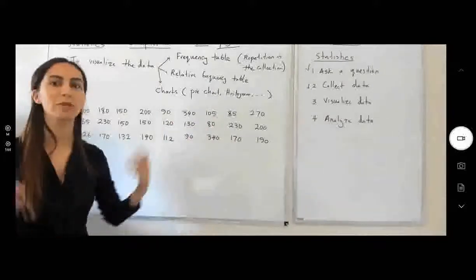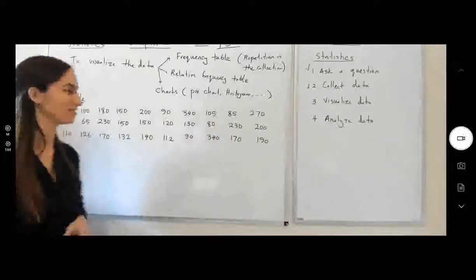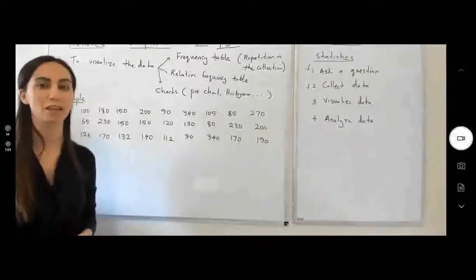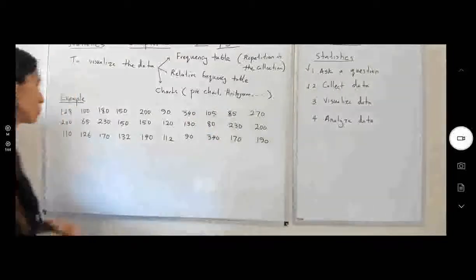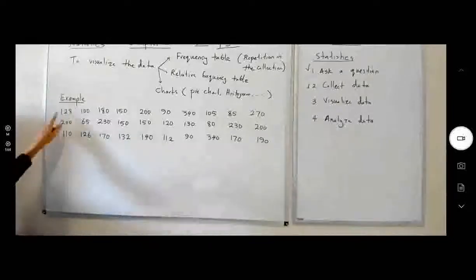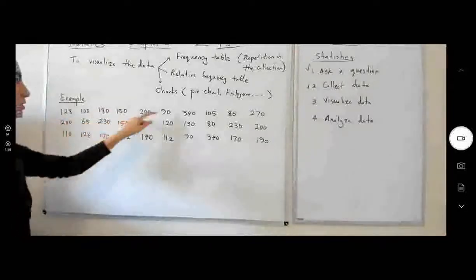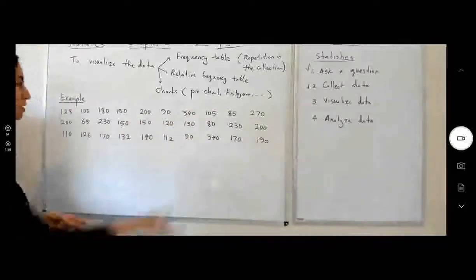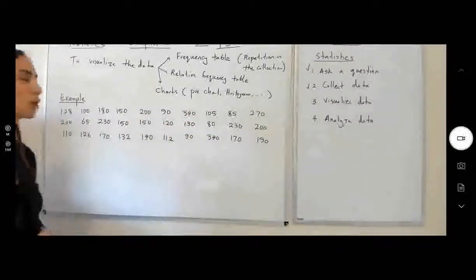As a statistician, you had a question, you identified your population, you took a sample, and these are the information that you have. All these numbers are included in your collection. So how many data do we have? 1, 2, 3, 1, 2, 3, 4, 5, 6, 7, 8, 9, 10. You have 30 numbers in your collection.